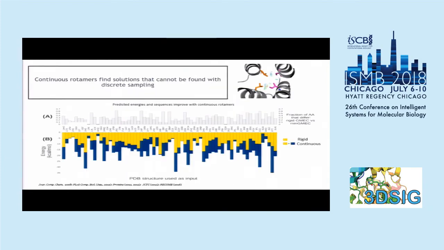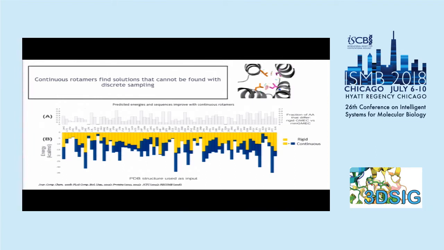So if you want a more systematic analysis of this, what you can actually see is that over here we have the energy in kcal per mole of the GMEC, or the global minimal energy conformations, for different PDBs. And if you're in a rigid framework and you're trying to find for a given backbone what's the best sequence that would fit that backbone, you're actually seeing these energies over here. Whereas if you allow for continuous rotamers, you actually find energies that are much lower.